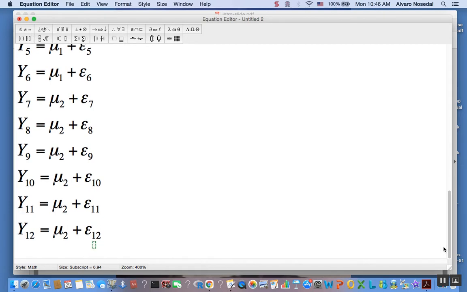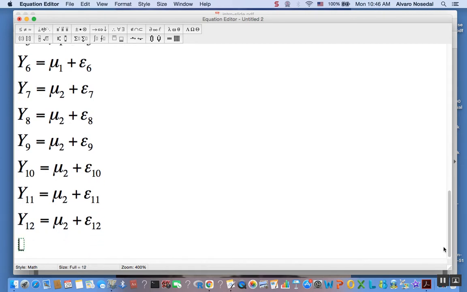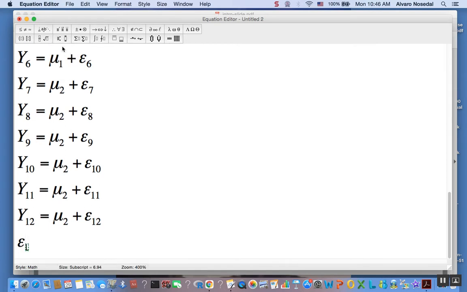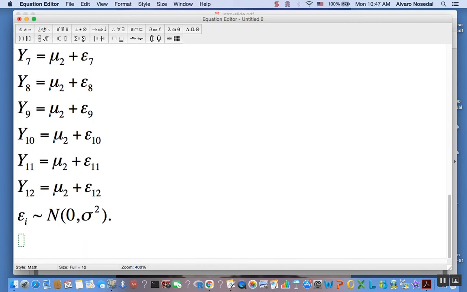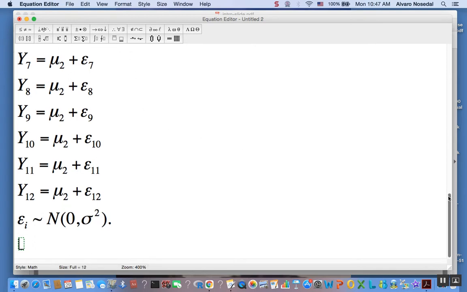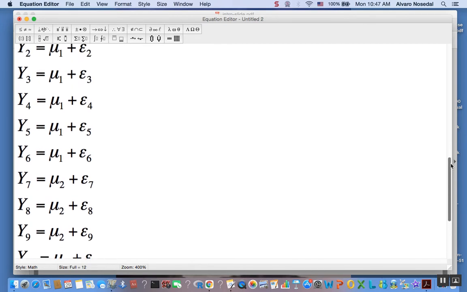Now let me say something about the errors. Let me assume that the errors are normally distributed with mean 0 and variance sigma squared, and that they are independent of each other as usual, right? But then when you see this, you go, interesting.